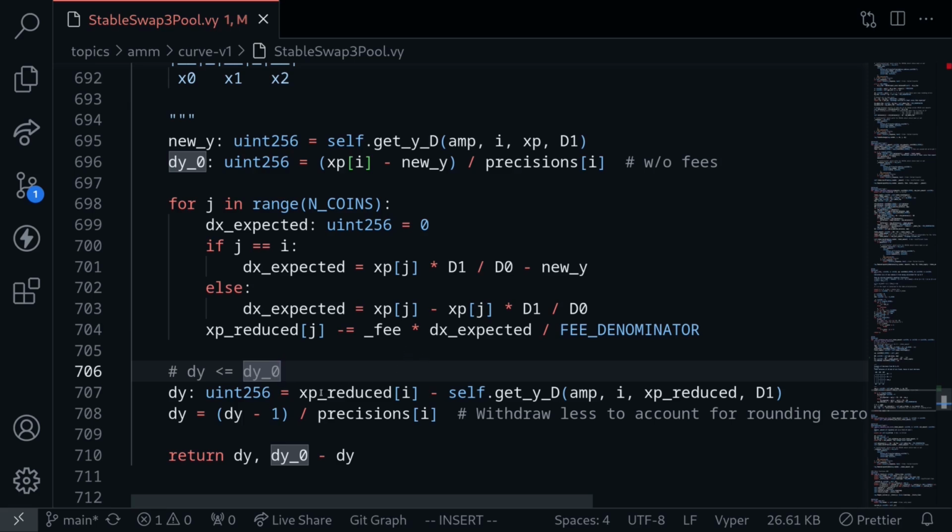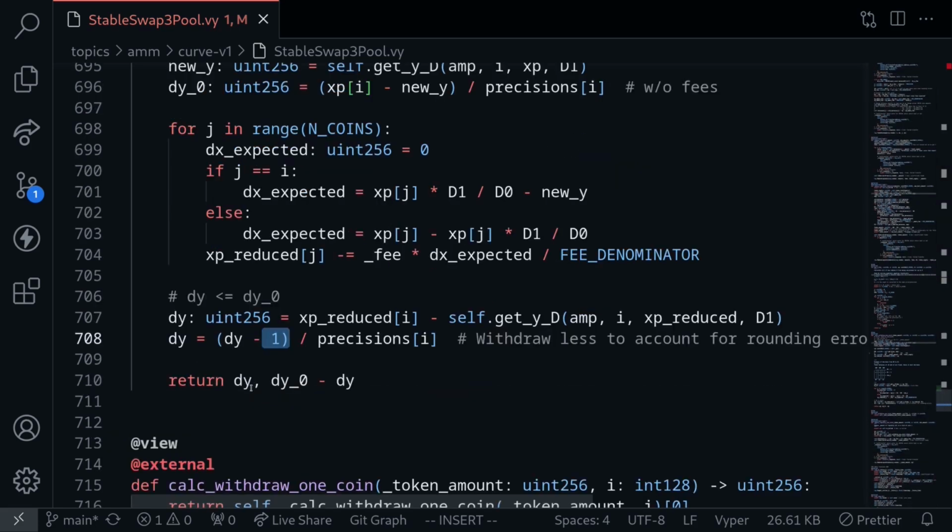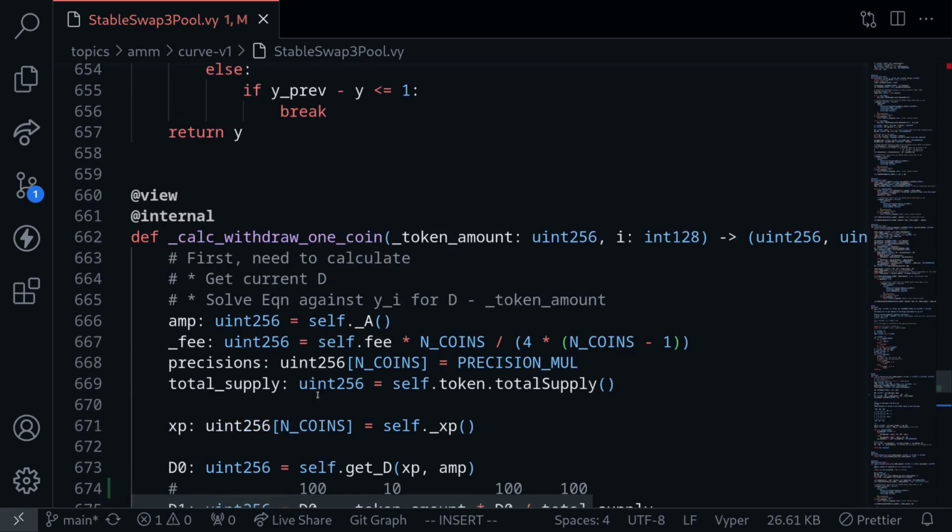And this is calculated by taking the token balance after the imbalance fee, and then calculating the new balance of the token that's leaving by using the token balances with the imbalance fees subtracted. Taking the difference, this will give us dy, the actual amount of tokens that will come out of the pool, minus 1 accounting for rounding errors, and then return the actual amount to be sent and the imbalance fee on this token. So that is the function calc withdraw one coin.